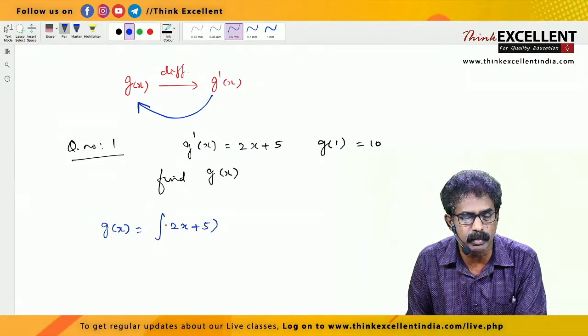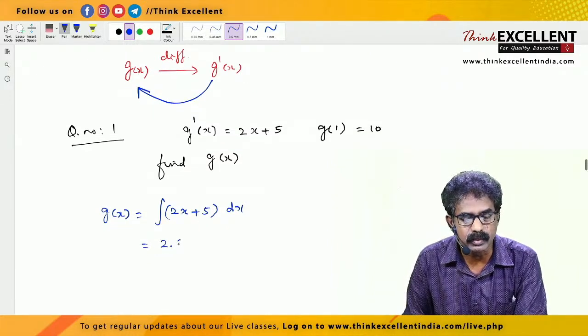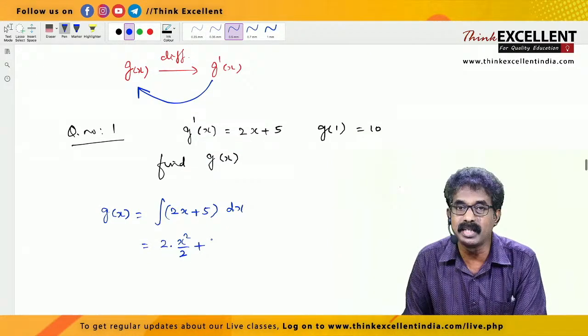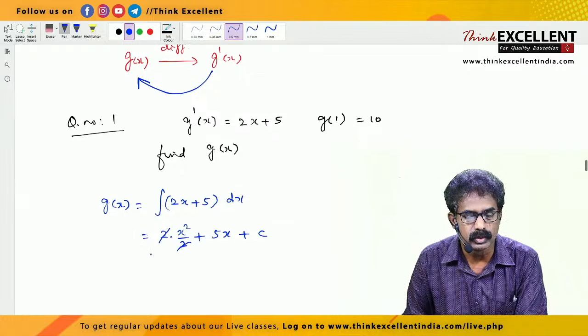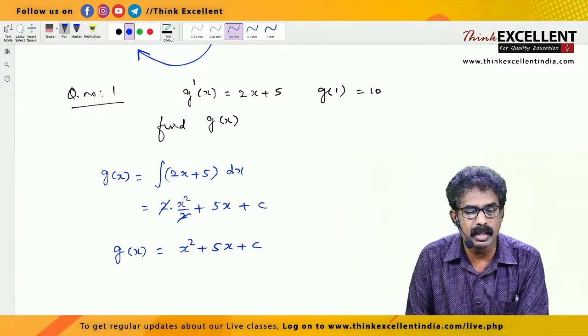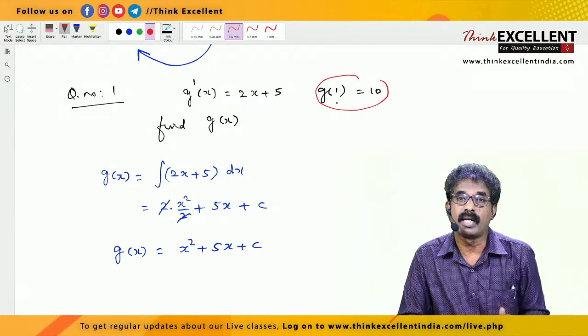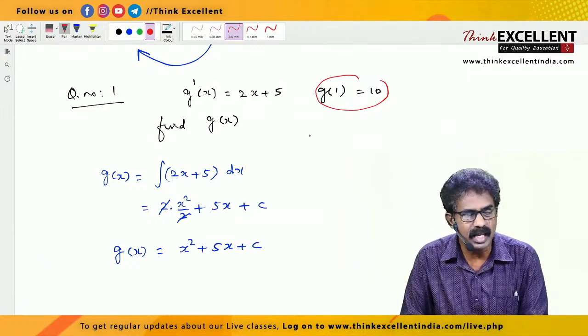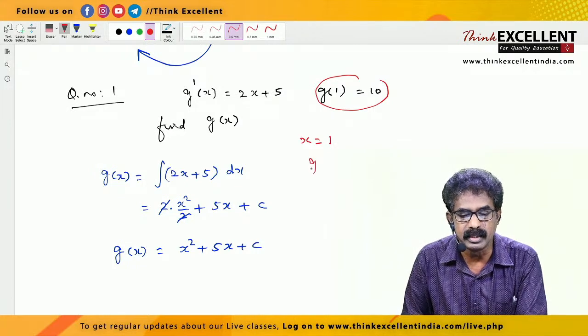Let us see how to integrate this. 2 into x integrates to x square by 2, plus 5 integrates to 5x, plus c. So the 2 cancels, and g of x equals x square plus 5x plus c. Normally we stop here, but here some condition is given. What is the condition? g of 1 equals 10. G of 1 equals 10 means when you put x equal to 1, the value of g of x will be 10.